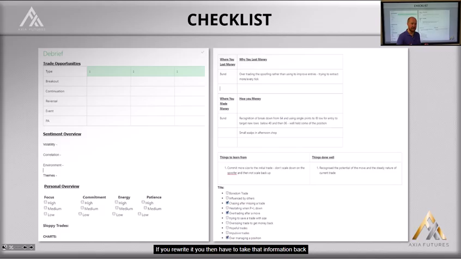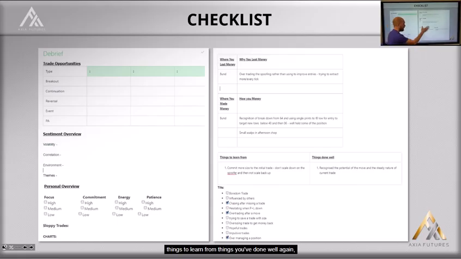If you rewrite it, you then have to take that information back in to rewrite it in more detail. So this creates a much better understanding of what's happened, why you've done something, how you've done something. So that's why there's a lot of value in writing notes down and then rewriting them with slightly more detail, slightly more clarity. It makes you think about what you've written, it makes you think about what you've learnt, and makes you explain it much better.